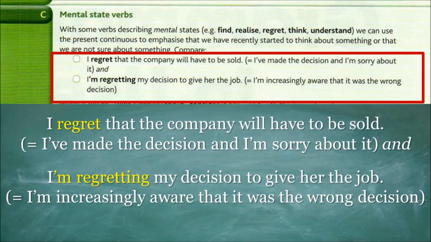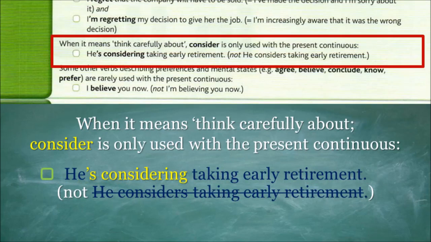I regret that the company will have to be sold. Equals, I've made the decision and I'm sorry about it. And I'm regretting my decision to give her the job. Equals, I'm increasingly aware that it was the wrong decision. When it means think carefully about, consider, is only used with the present continuous. He's considering taking early retirement.